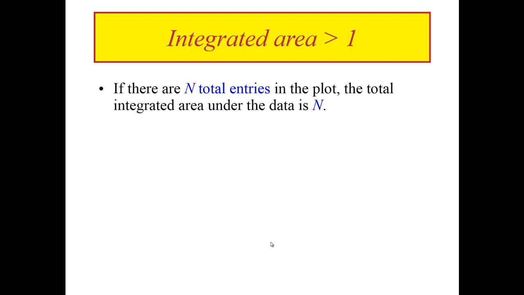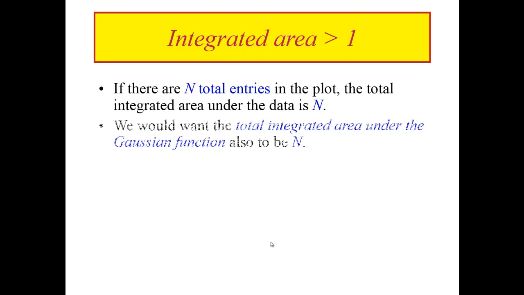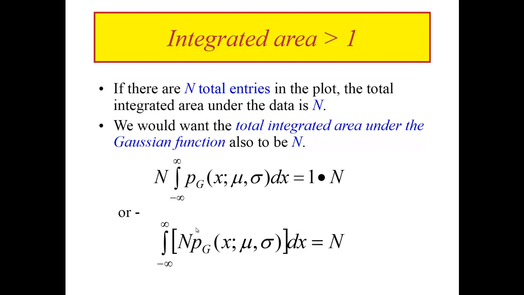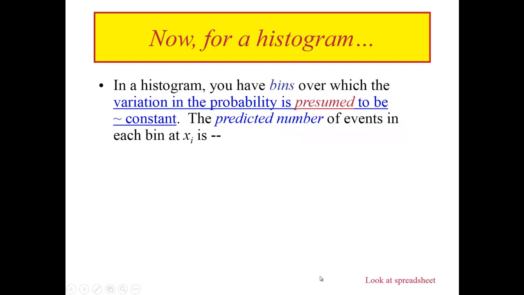So if there's n entries in our plot, the total area underneath a plot like the one on the previous slide should just be the total number of measurements, n. And we also want the integrated area under the Gaussian function to be n. So we know that the function itself, when we integrate it from negative infinity to infinity, gives us 1. So if we multiply both sides by n, then we can define a quantity here. The argument in this integral is the quantity that when we add up the values from x equals negative infinity to infinity, we get n. And that's basically what a histogram is.